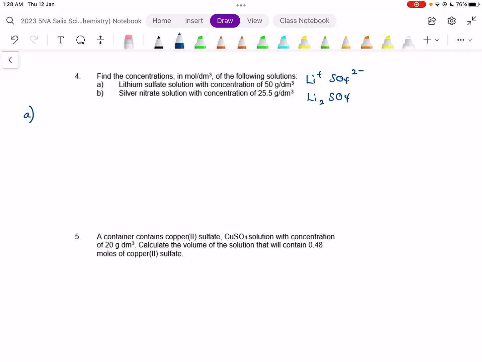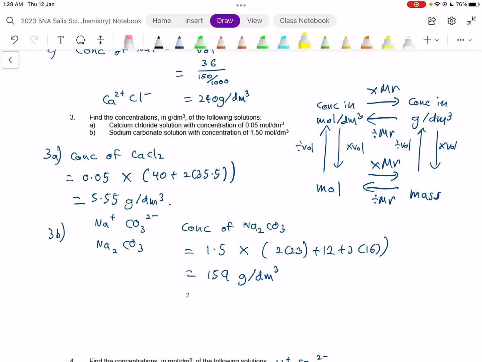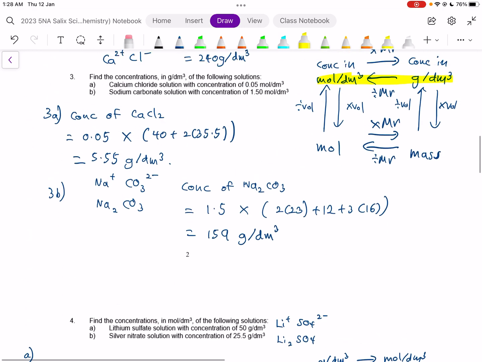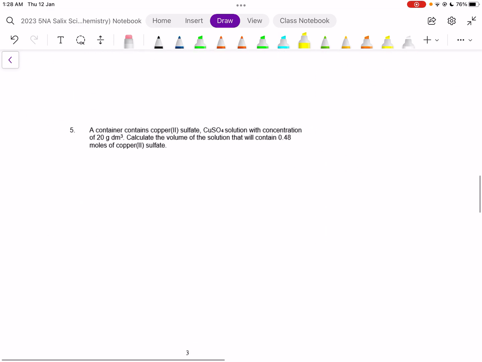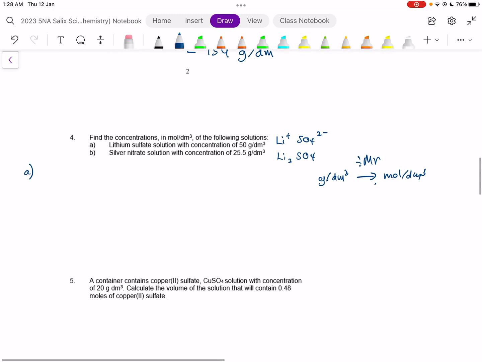Now what you want to do is go from gram per dm cube to mole per dm cube, just like the previous question, but now it is the other way. What you can do is divide by Mr. The other way around, you multiply by Mr.